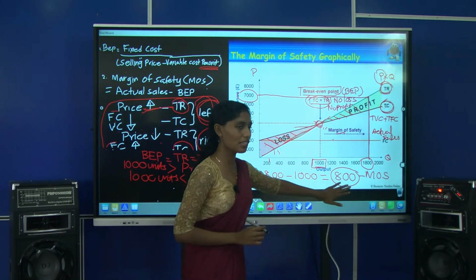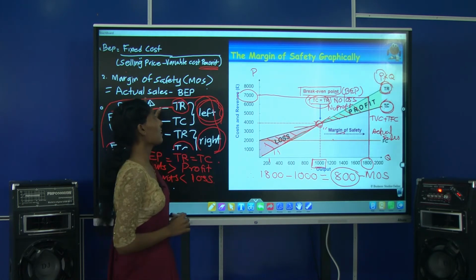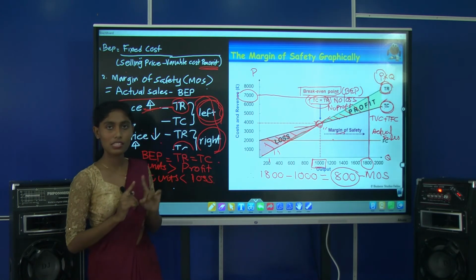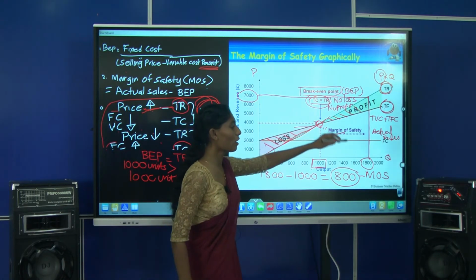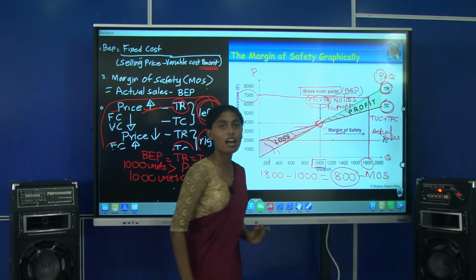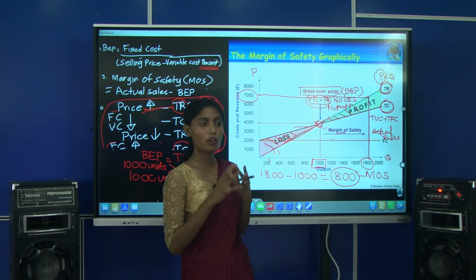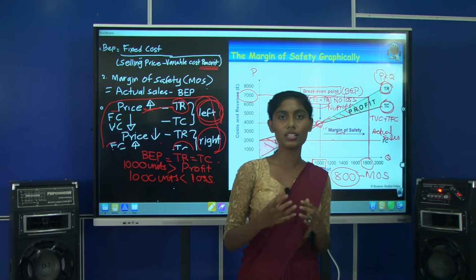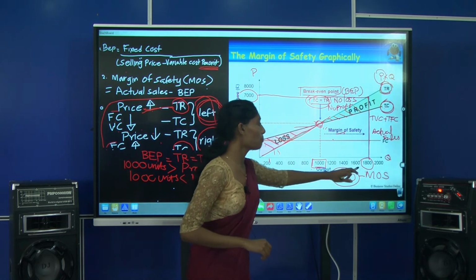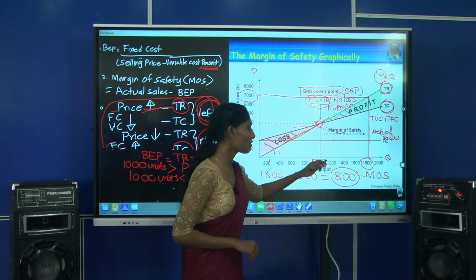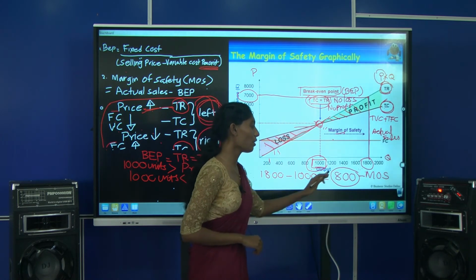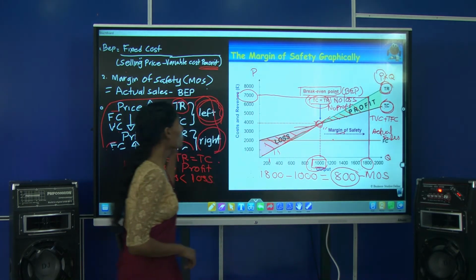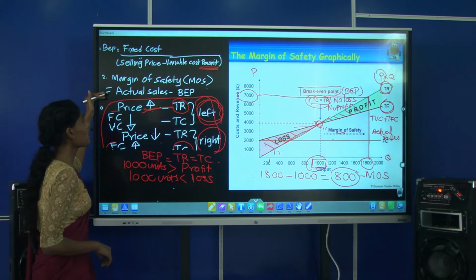And the margin of safety means the difference between the actual sales and our break-even point. If you see a point here in the graph, you get 1,800 as our actual sales, how many quantities we have actually sold to the consumers. So from that point to the break-even point, we get the margin of safety, the difference. So here you can see the equations.